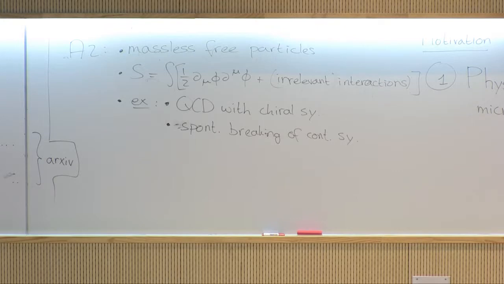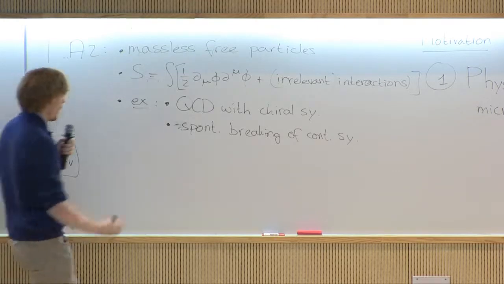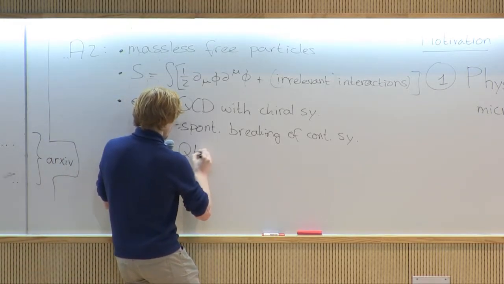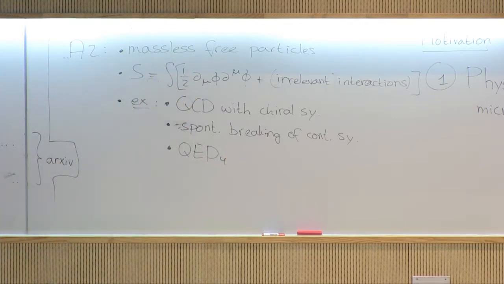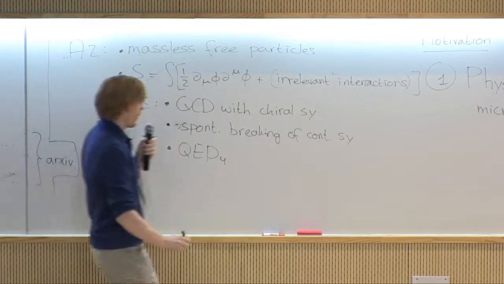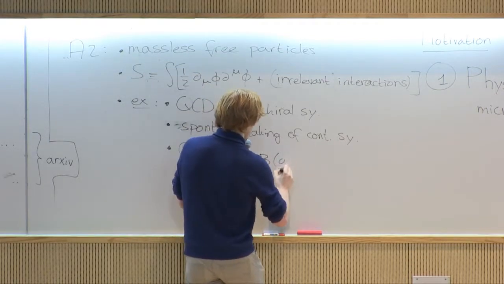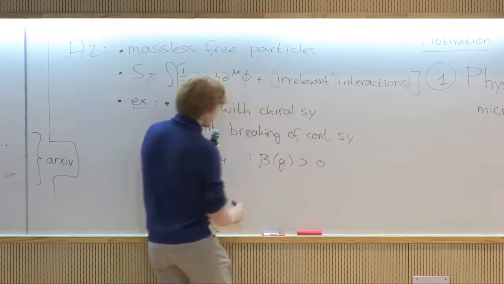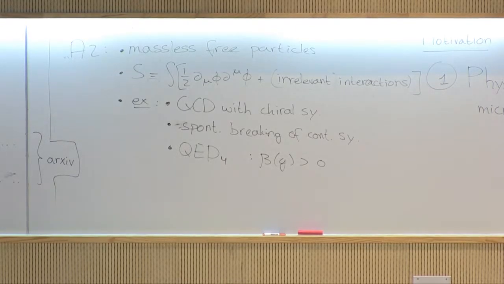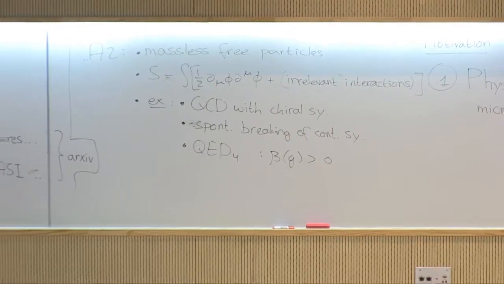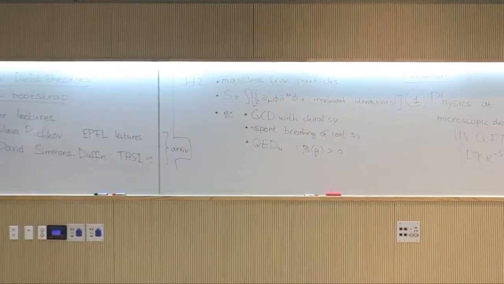There's another example, which is four-dimensional QED, to the extent that it's a quantum field theory. Since it has a positive beta function, it becomes infrared-free, and at the longest distances what we see in this case are free photons and maybe free fermions if they're massless.